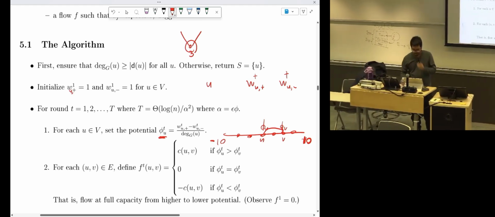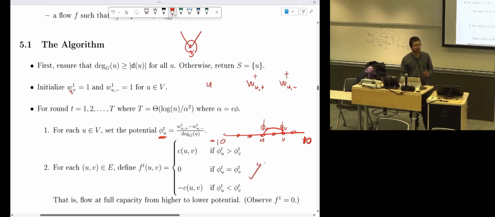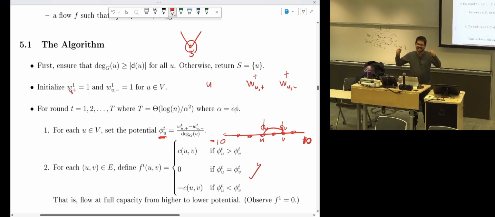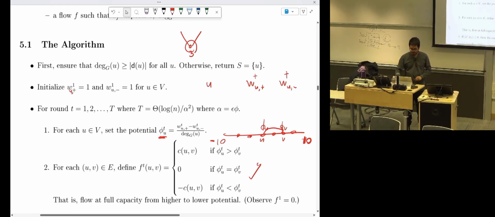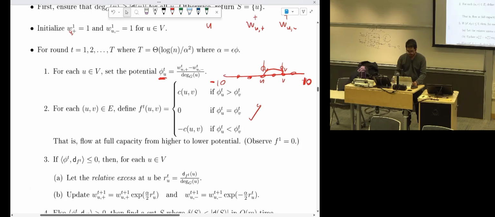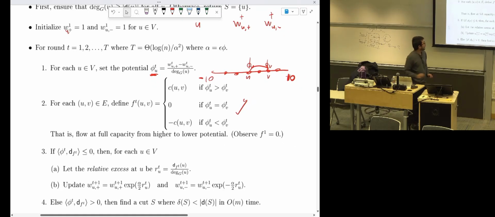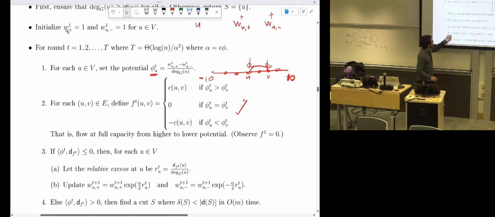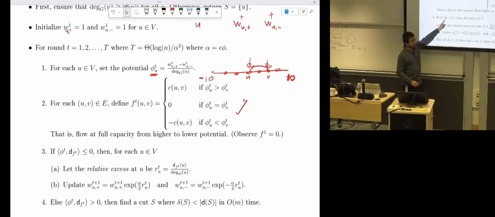Okay. Is this clear? This step is clear, right? On every edge, just do this independently from everything else. Okay. And now we're going to look at the residual demand and take an inner product with the potential. You don't need to understand this yet. If this thing is small, then what we're going to do is update the weights.